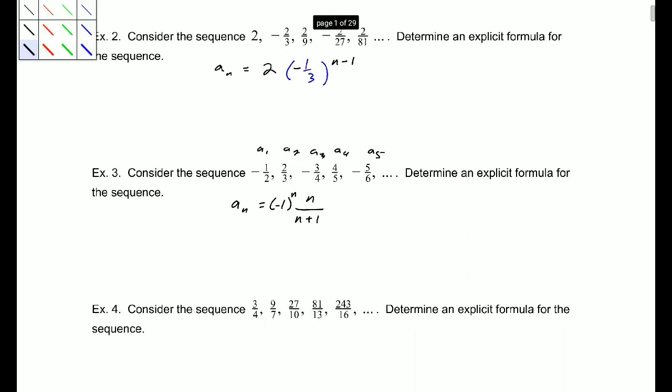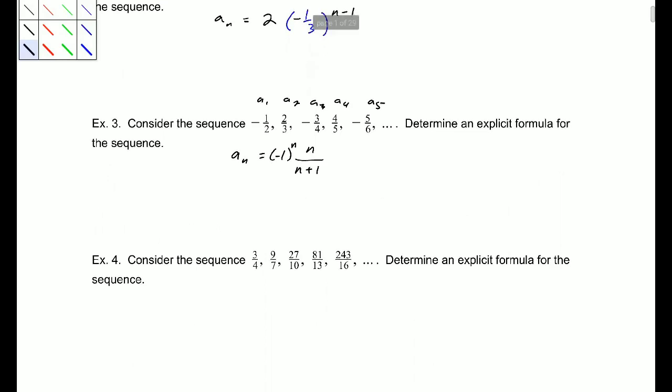All right, next we have number 4. Consider the sequence 3/4, 9/7, 27/10, etc. We have two separate things going on here. One of those is the numerators. The numerators are all powers of 3. So a sub n equals, and that is going to be 3 to the n minus 1. That way the first term is 3. That works. The second term is 9. That'll work. So we have this. Now the denominators, we have something different going on. We have 4 plus 3 times n minus 1.